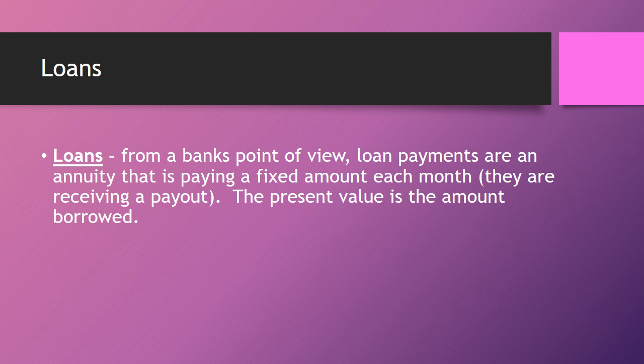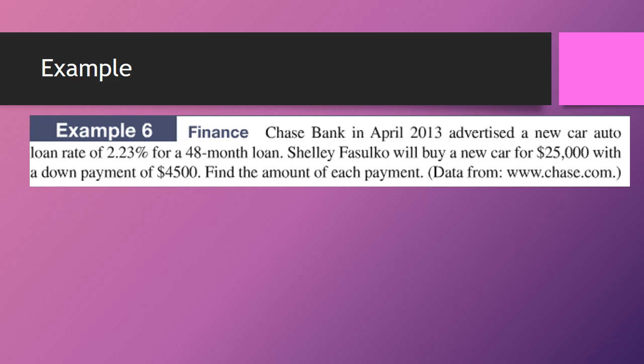Now, a loan, from a bank's point of view, is an annuity, and it's paying a fixed amount each month, and they are the ones getting the payout. And the present value is the amount borrowed. So let's do a loan problem. Chase Bank in April of 2013 advertised a new car auto loan rate of 2.23% for a 48-month loan.